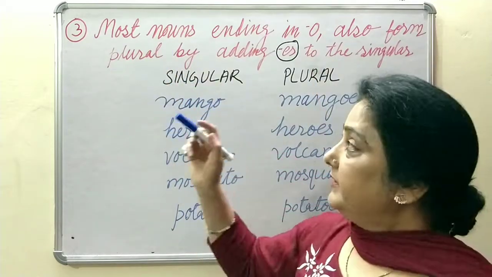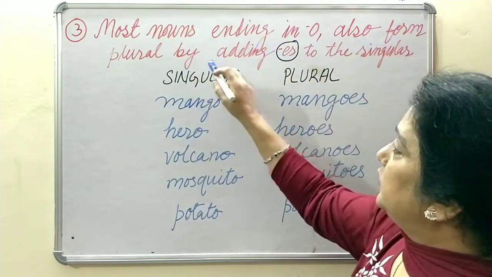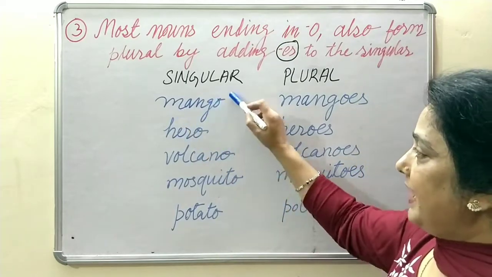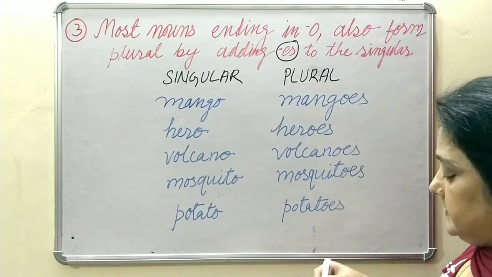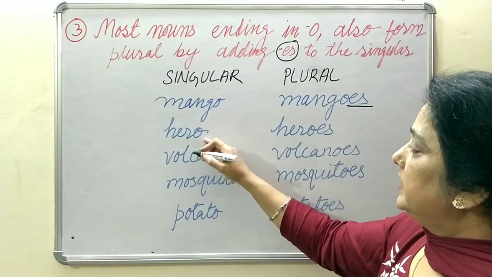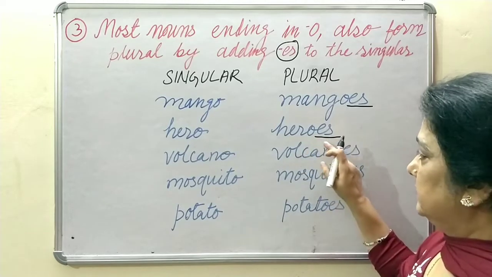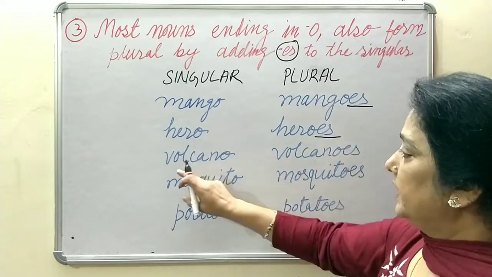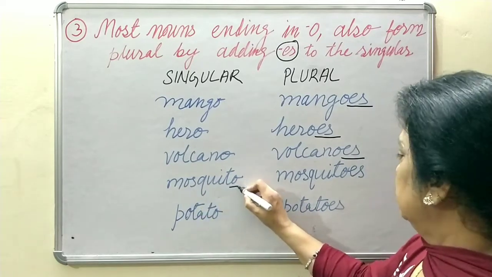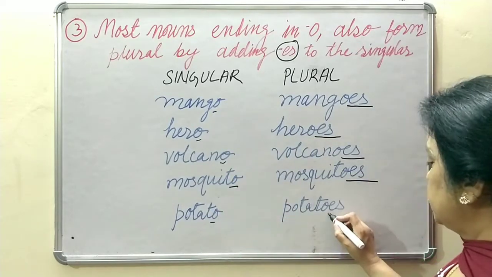Now see, the third one is, most nouns ending in o also form plural by adding es to the singular. For example, mango, and we have o at the end, mangoes, es. We have added es to form a plural. Similarly, hero, heroes, we have added es at the end to form heroes, plural. Volcano, volcanoes, es. Similarly, mosquito, mosquitoes. Potato, potatoes, es is added.